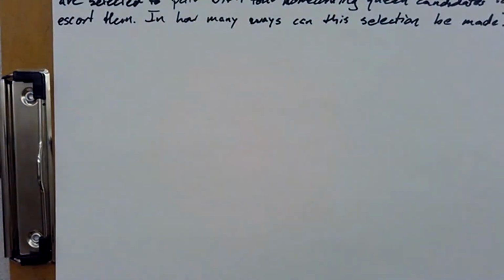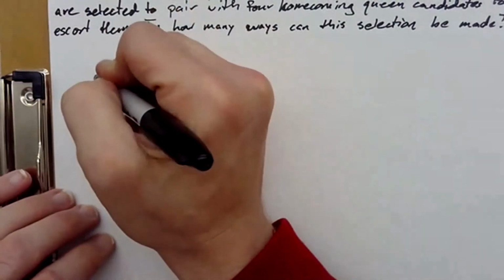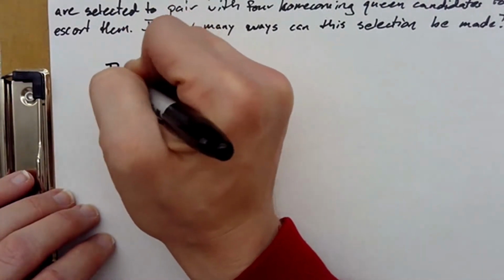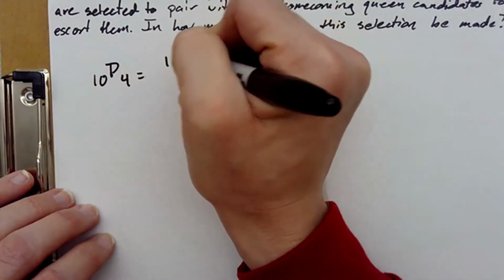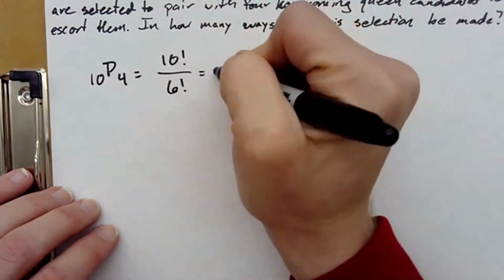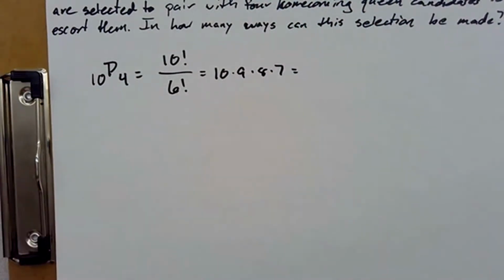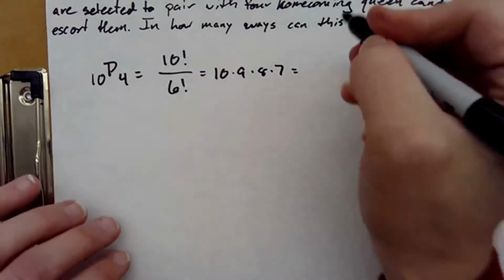When the 10 fraternity men arrive at the event, 4 of them are selected to pair with 4 homecoming queen candidates to escort them. In how many ways can this selection be made? In this case, order matters because there are 4 different homecoming queen candidates. So in this case, we do 10 pick 4. That's 10 factorial over 10 minus 4, which is 6 factorial. And that becomes 10 times 9 times 8 times 7, which is 5,040.